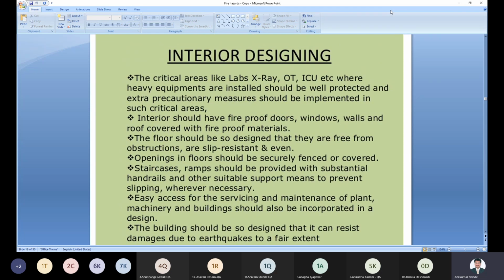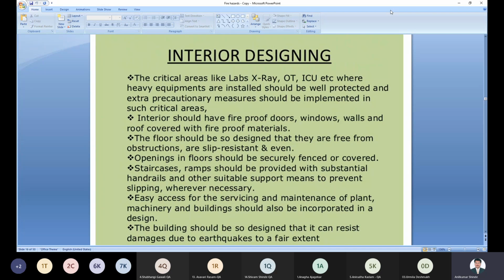Then interior designing. Critical areas like the lab, X-ray, or if you are considering a hospital, X-ray labs, OT labs, right? They should be installed in the proper way and the proper place. So again, they should be well protected and extra precautionary measures can be taken while planning the interior designing. Fireproof doors must be required. Fireproof doors, windows, walls, and roof covered with fireproof material, right? That should be very important.